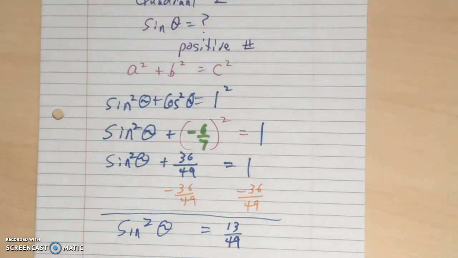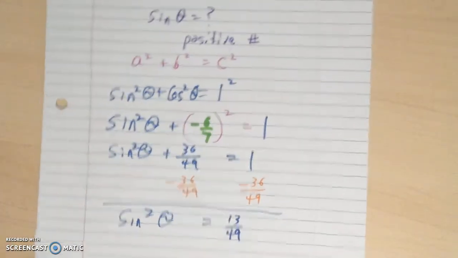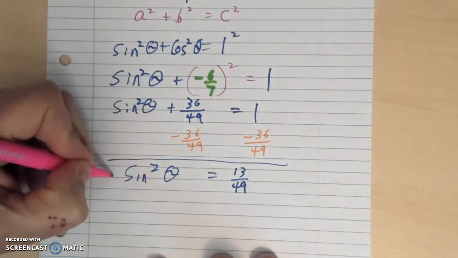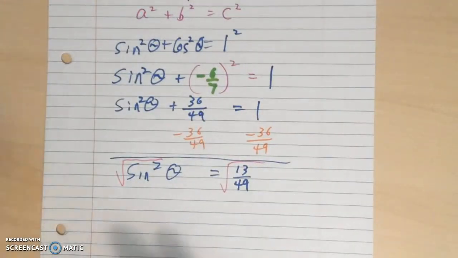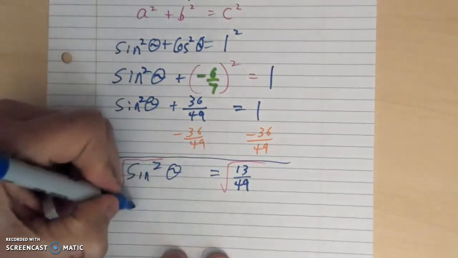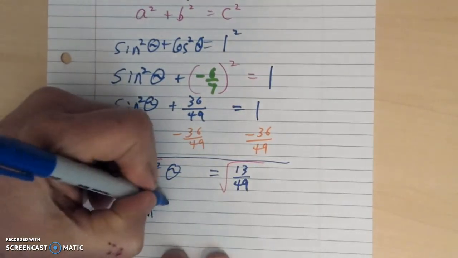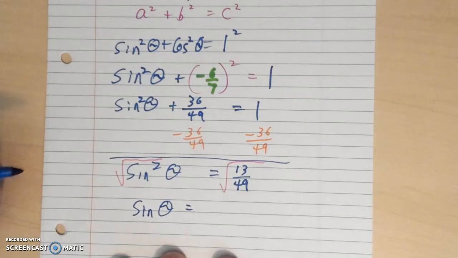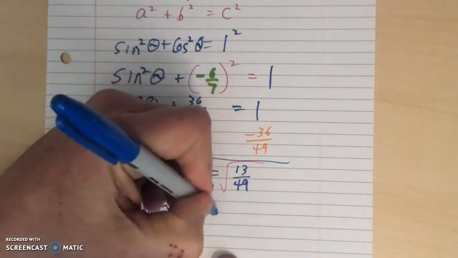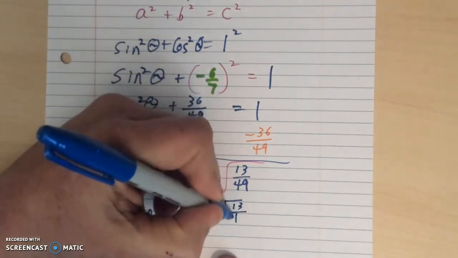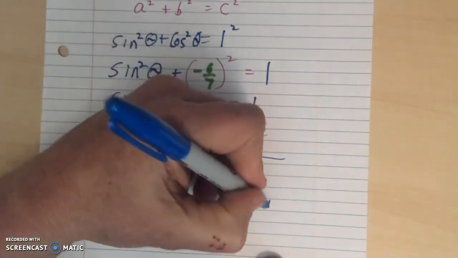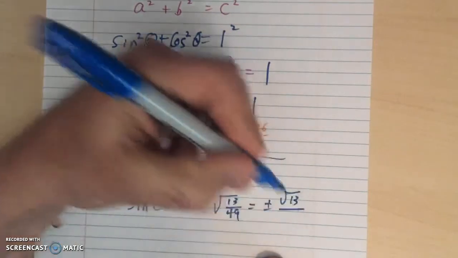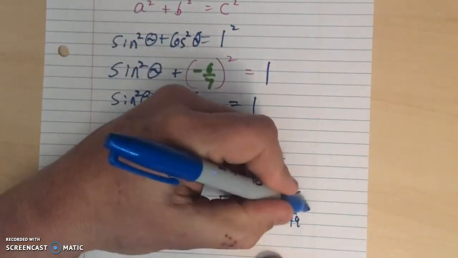Now, I don't want sine squared theta. I want sine of theta. So I'm going to take the square root. And what you do to one side, you do to the other. So sine squared theta becomes sine of theta. Got rid of that square. Now remember, when we take the square root, it could be a plus or a minus. Now we're just going to keep this radical 13 over 49. One nice thing we can do right here is say this is plus or minus, and put radical 13 upstairs and radical 49 downstairs.